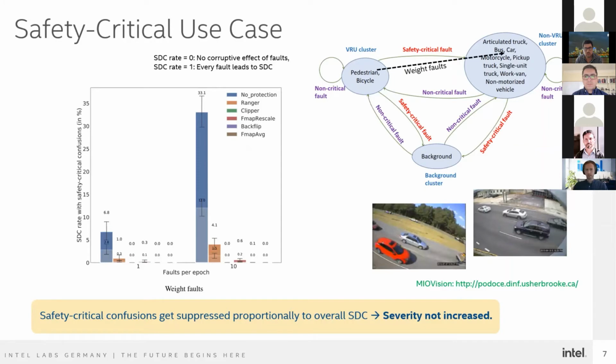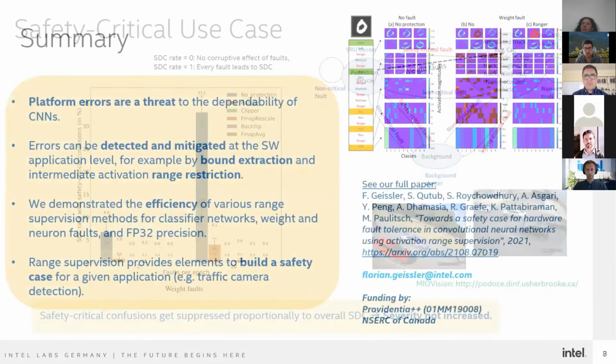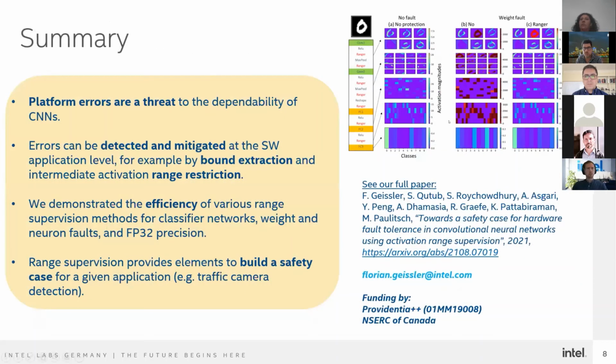And I think I have to come to the end already. So let me just recap real quickly. We have started from the idea that platform faults are a threat to DNNs running on this hardware. So we seek to mitigate it on an application level. We use this range restriction approach to detect and mitigate these errors, and we can see that this is highly efficient in the selected use cases, given specific data precision, fault model, and so on.